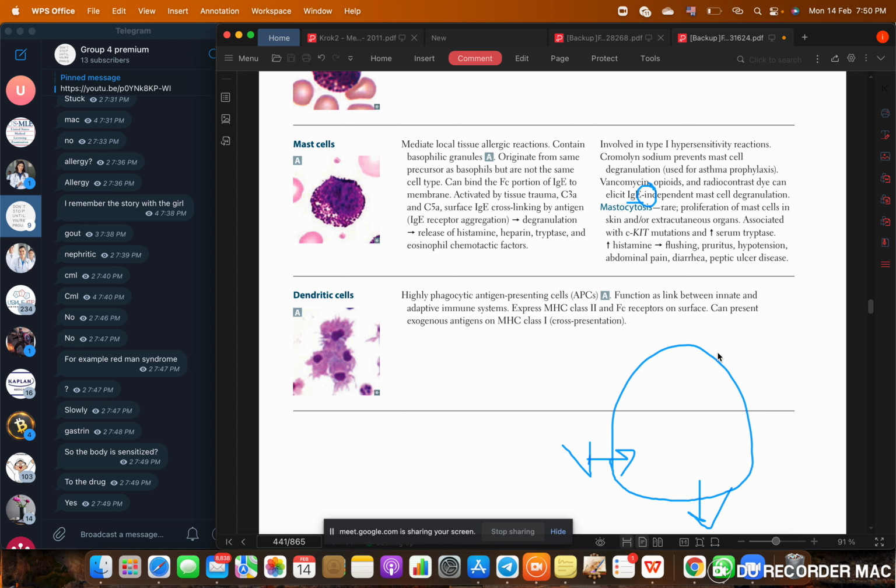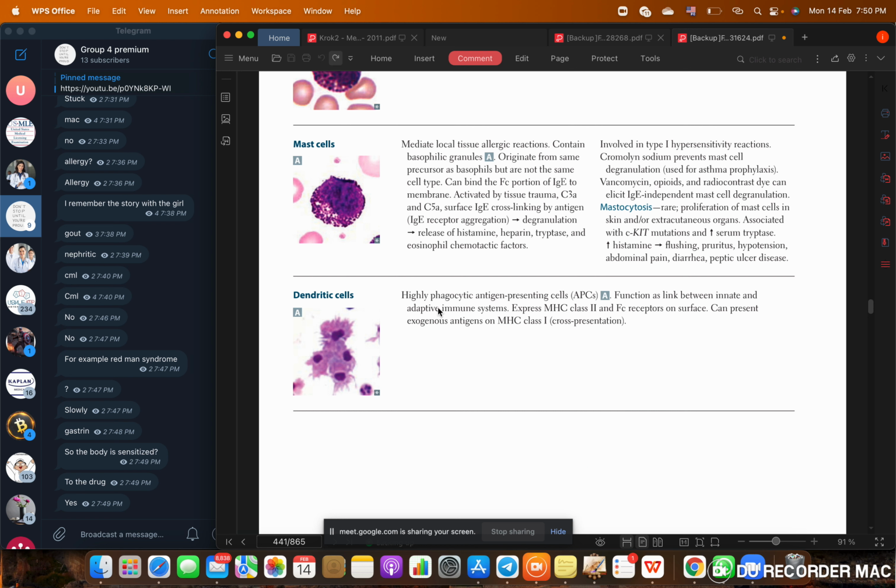The vancomycin, opioid, and radiocontrast type of mast cell degranulation can happen in any patient. It means if you give me this medication really fast with a huge amount IV, I will also develop it, regardless of the fact that I have zero allergy to it. It's just like a side effect, you can think about it.